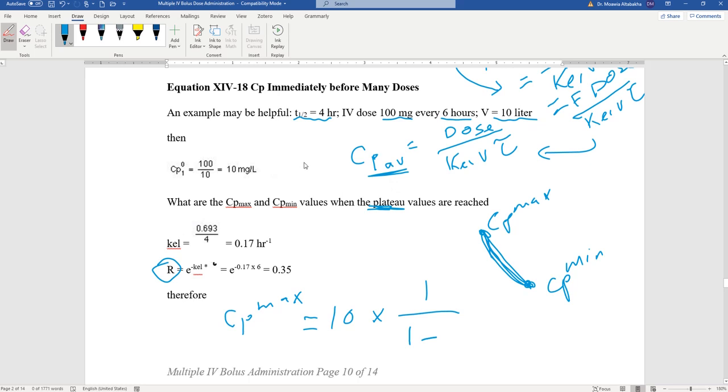So what is R? R is e to the power of minus kl times tau. Tau is 6 hours. But where is kl? I can calculate kl from the half-life of the drug. How? T half equals 0.693 divided by kl, and it will give me 0.17. So my R equals e to the power of minus 0.17 times tau, which is 6 hours, and it will give me 0.35.